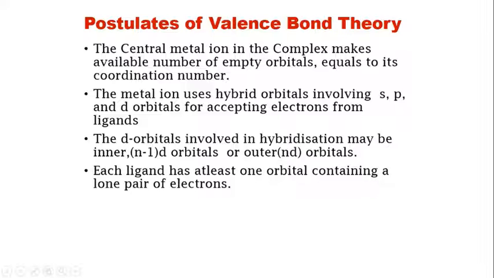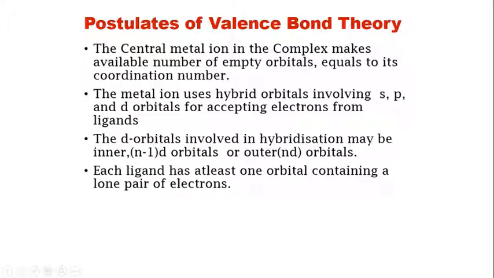Then the metal ion uses hybrid orbitals involving s, p and d orbitals for accepting electrons from ligands. So s, p and d orbitals have been utilized for this purpose. Then the d orbitals are of two types for hybridization. You can use inner d orbitals, that is (n minus 1) d orbitals, or outer d orbitals, that is nd orbitals. So one is inner and the other is outer. Inner is (n minus 1)d and outer is nd orbitals.